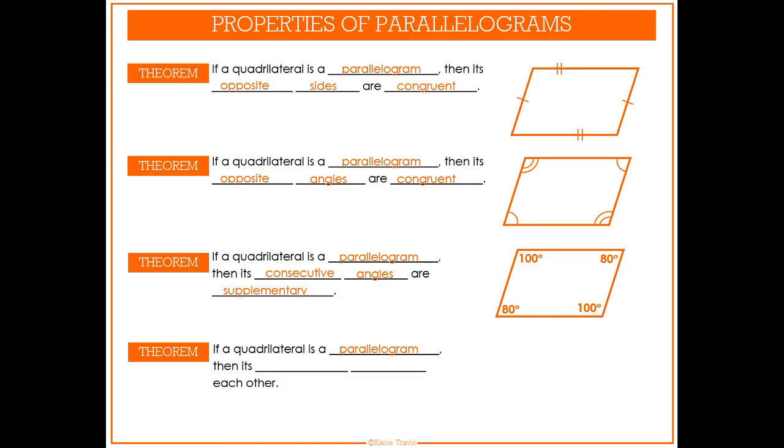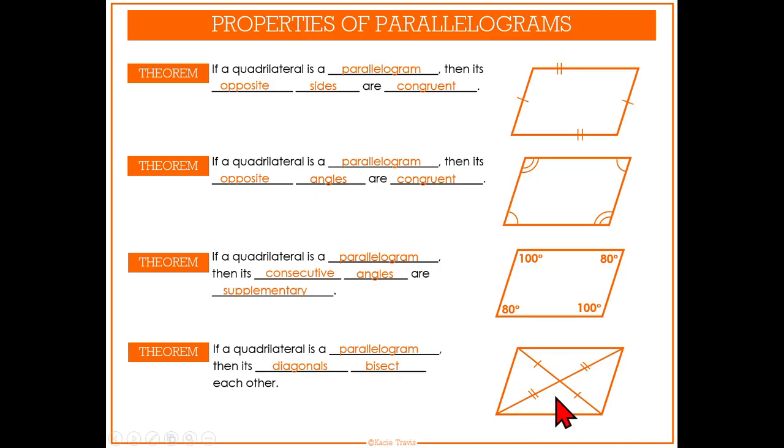Finally, if a quadrilateral is a parallelogram, then its diagonals bisect each other. When we say a diagonal line, I'm talking about a line that goes from one corner, one vertex, to a vertex it's not touching. So this line here is a diagonal line. If we went from one corner to the next one, then that would make this just a side as opposed to a diagonal line. So remember, diagonals cross somewhere inside of the shape to the next non-adjacent corner.